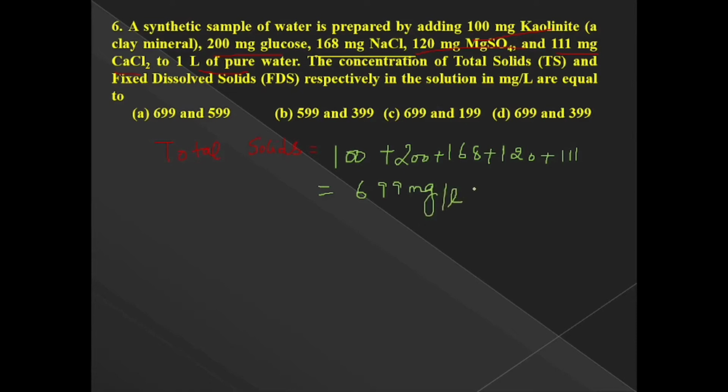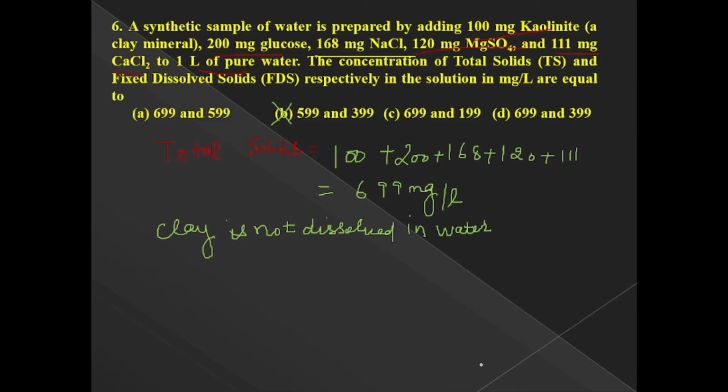So our option number B cannot be the correct option, because the examiner has asked us about the total solids and the fixed dissolved solids. So option A, C and D can be correct. Initially we have to calculate the dissolved solids, but we know that clay is not dissolved in the water. Please be careful. Clay is not dissolved in the water. Very, very important fundamental. In water, it will settle down at the bottom of the tank.